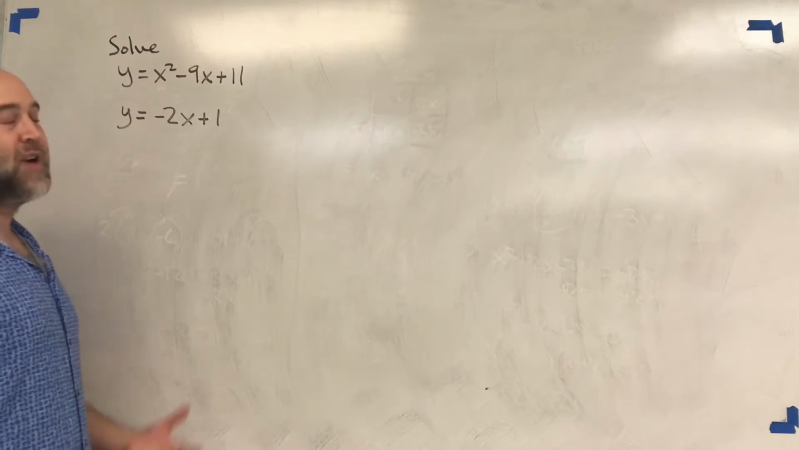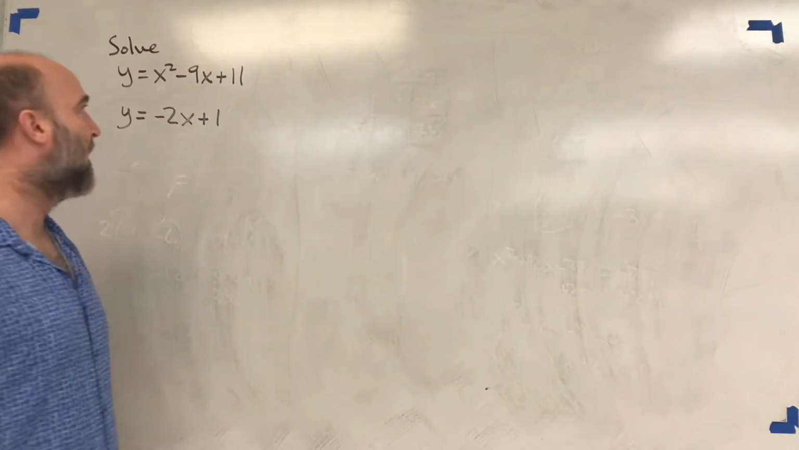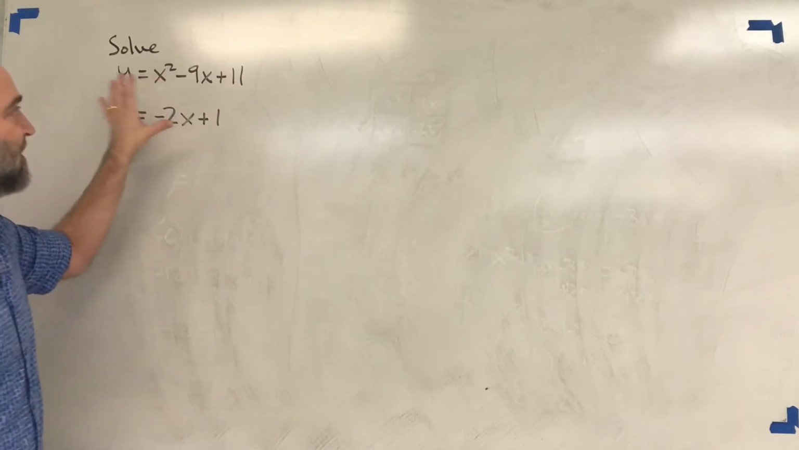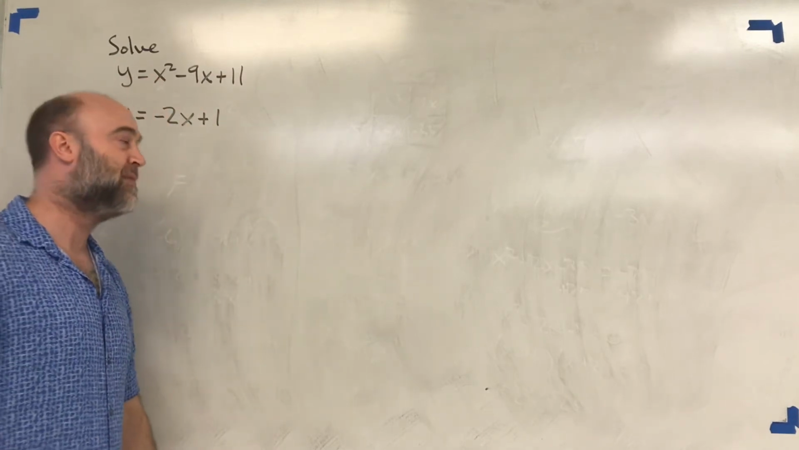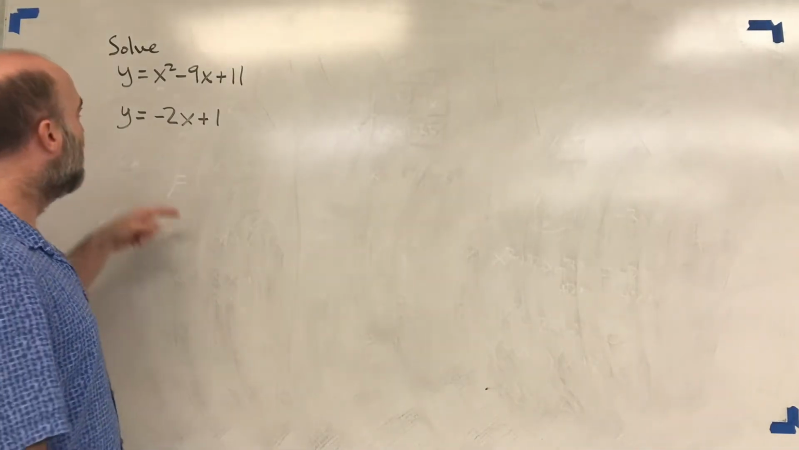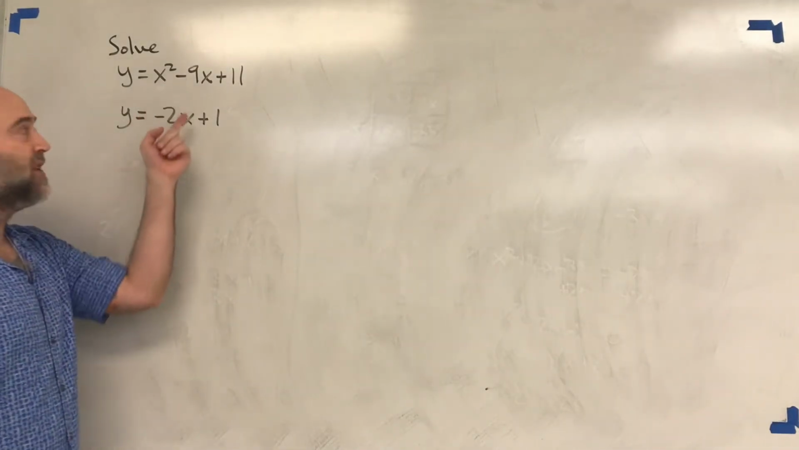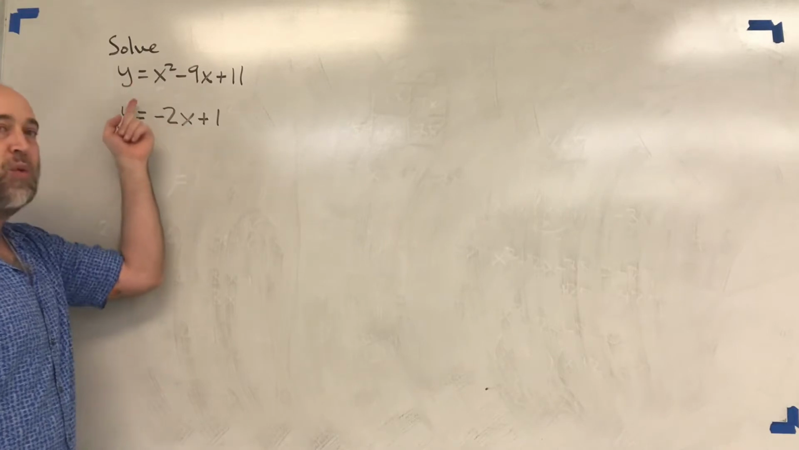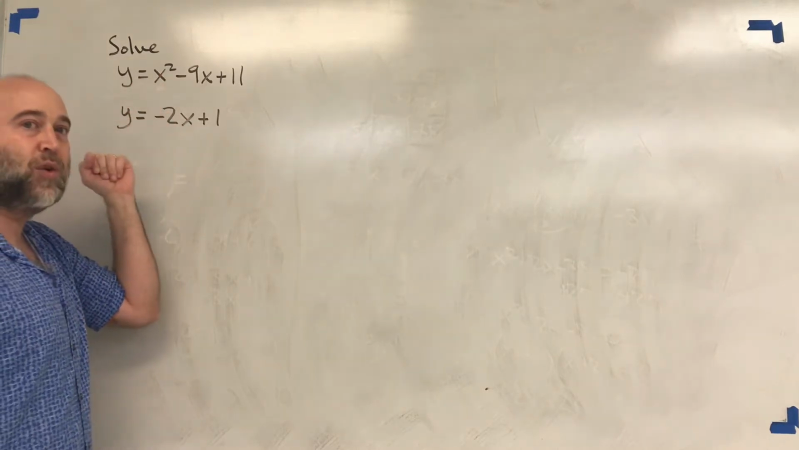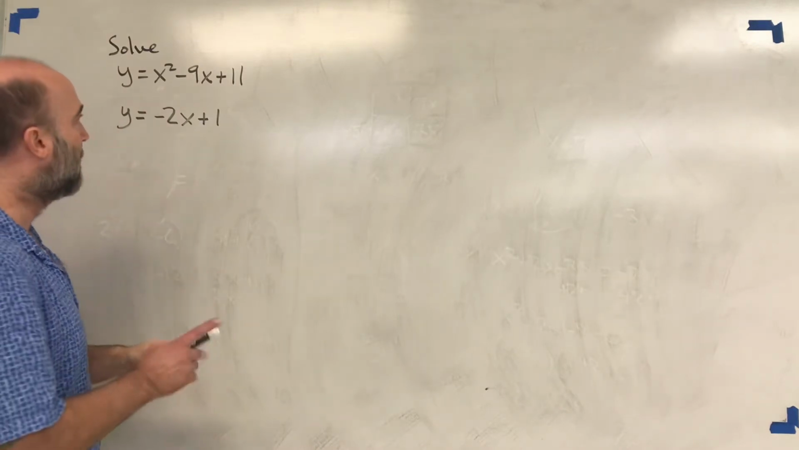So our strategy would be kind of similar no matter what situation they gave us. We want to set them equal to each other. That's basically our strategy here, the equal values method. Notice that both of these equations are equal to y. So if they're both equal to y, then they're equal to each other.